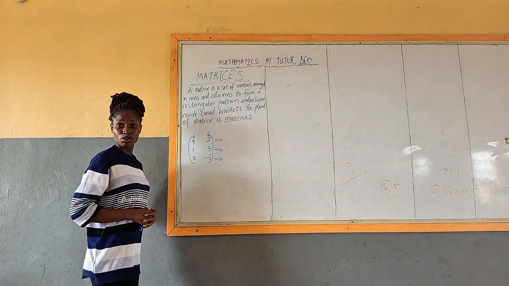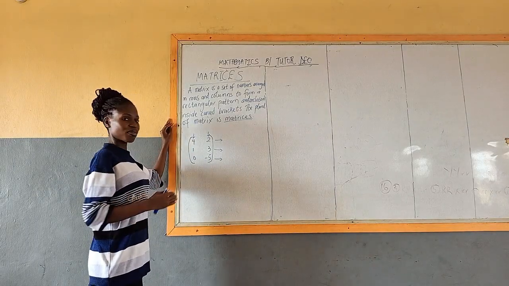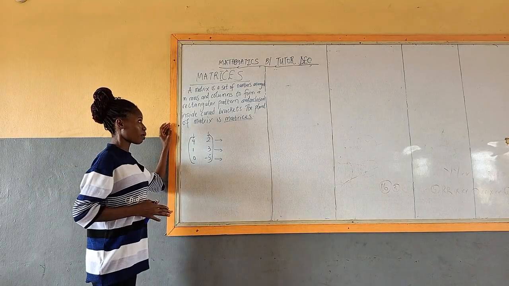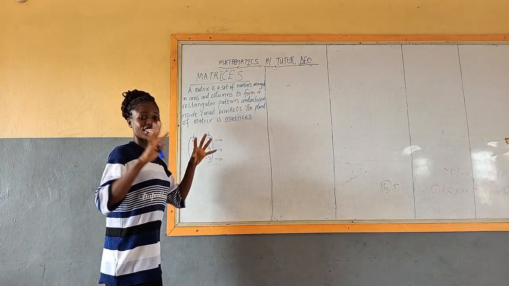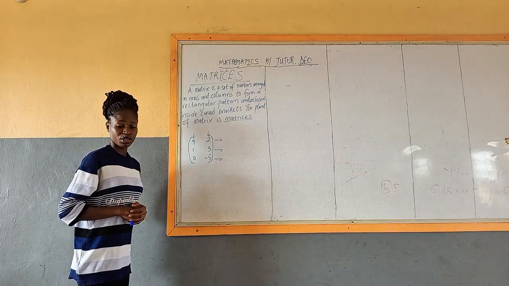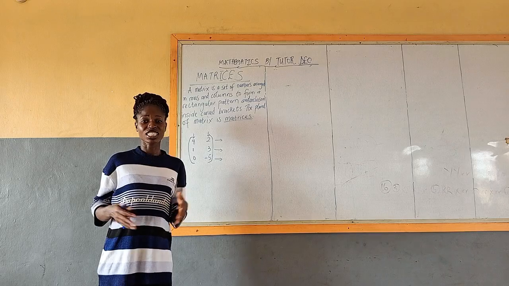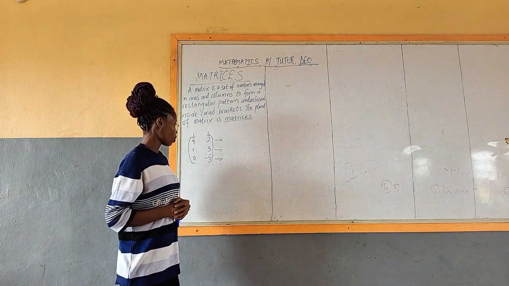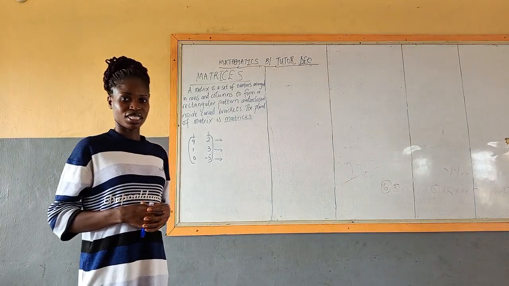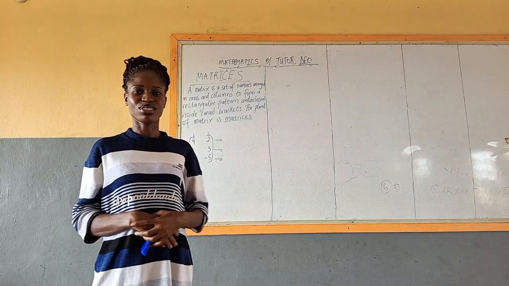Now, let's move on to the definition. A matrix is a set of numbers arranged in rows and columns to form a rectangular pattern and enclosed inside curved brackets. The plural of matrix is matrices. Now, moving on. This is a quick example of a matrix, and I want us to identify some simple terms in matrices.